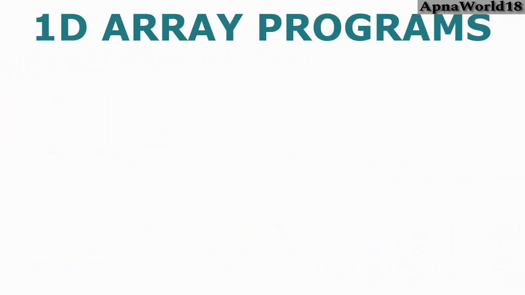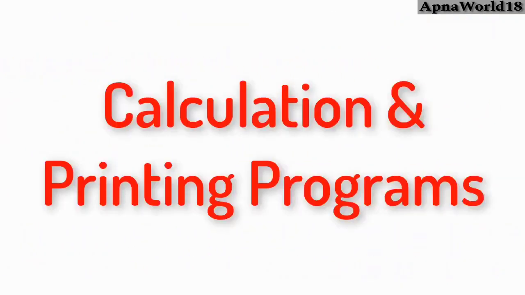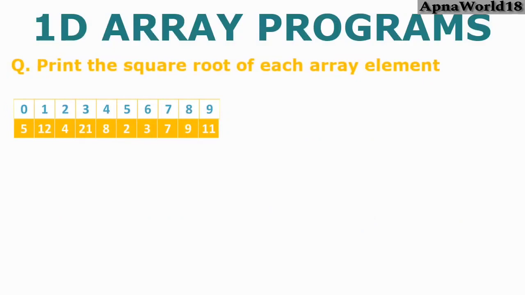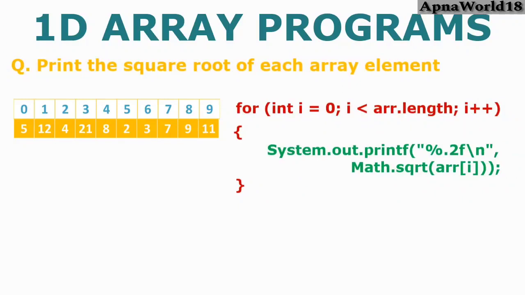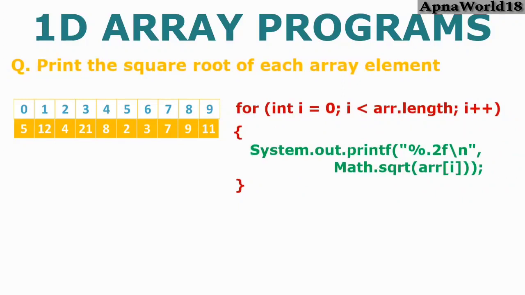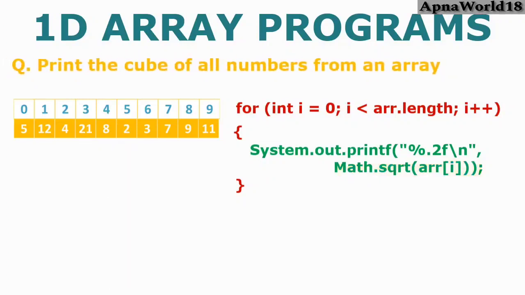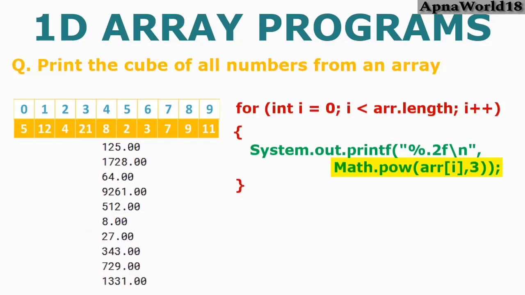Sometimes the program is just to do some simple calculation on the array and then print them, like a program to print the square root of each array element. Here again we will get our template, and in the print statement you can just use the sqrt function from the math library and print it. Or the program could be to print the cube of all numbers in an array. Again, you just need to use the pow function from the math library and print the cube of the number.